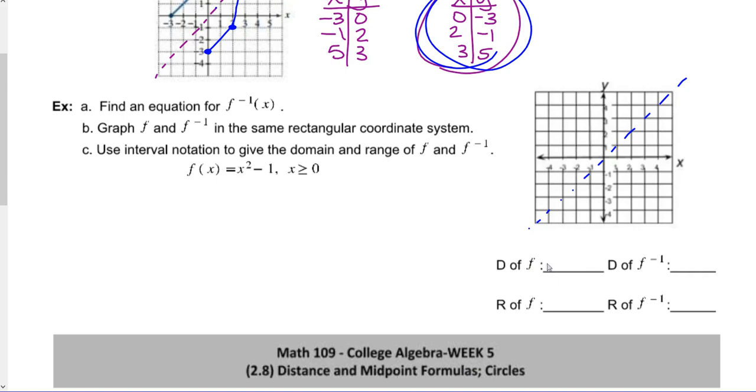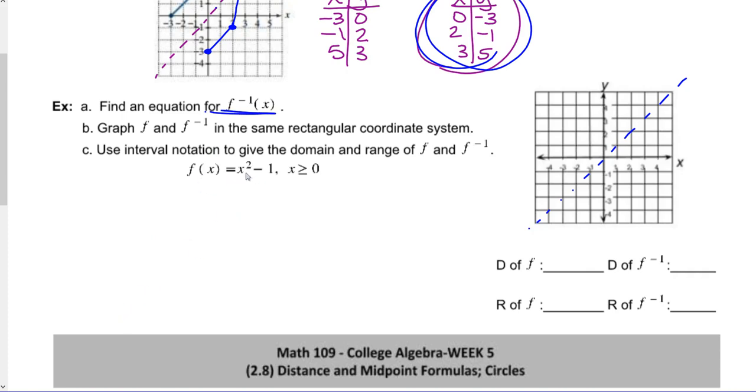So remember, the domain of f is the same as the range of f inverse, and the range of f is going to be the same as the domain of f inverse. So these are going to be the same, and these are going to be the same. Just a nice helpful hint. All right, so let's graph this guy. Actually, I want you to find the f inverse first, so we'll do that.